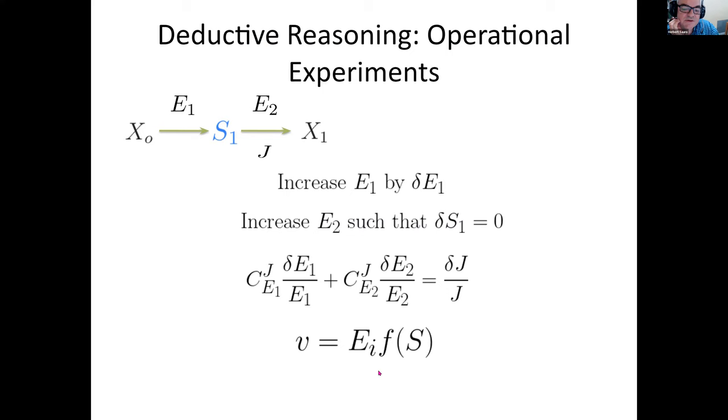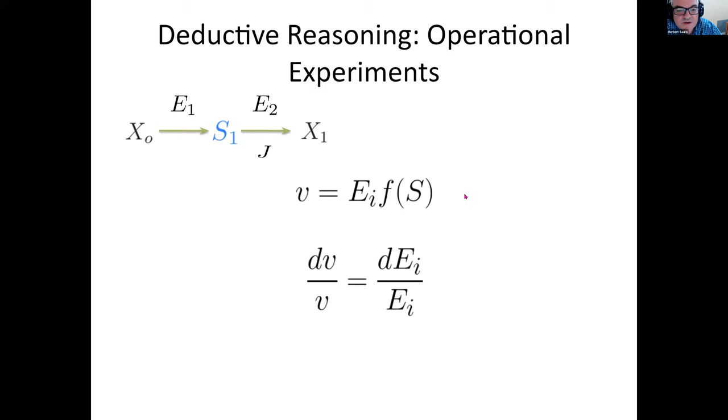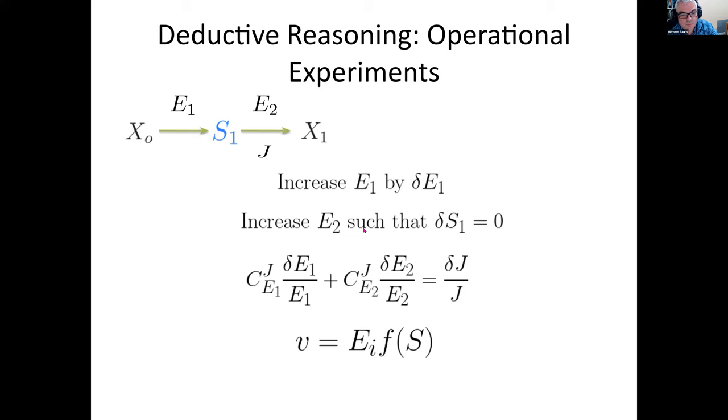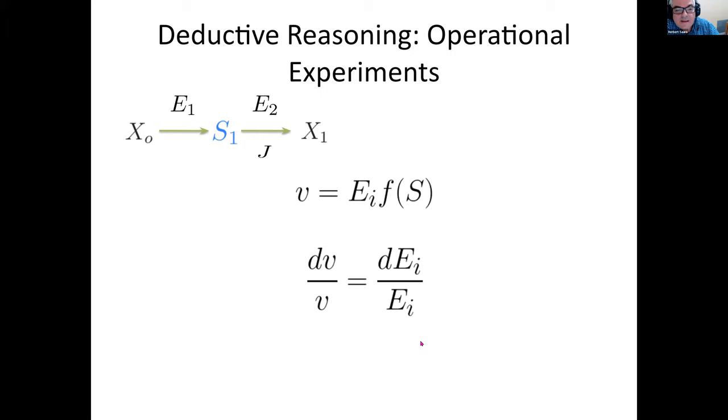The second point to note is that for most enzymatic rate laws, especially in metabolism, the reaction rate is directly proportional to the amount of enzyme. Because of this, and because S1 hasn't changed in my thought experiment, I can make the statement that the only contribution to the reaction rate was the change in E. Because nothing else happened. Remember, the thought experiment is that I make changes in E1 and E2 such that delta S1 equals zero. So this S here has not changed. As a result, the only way that this rate could have changed, say, across E1, is due to E1. And so the fractional change in V must be the same as the relative change in E1.